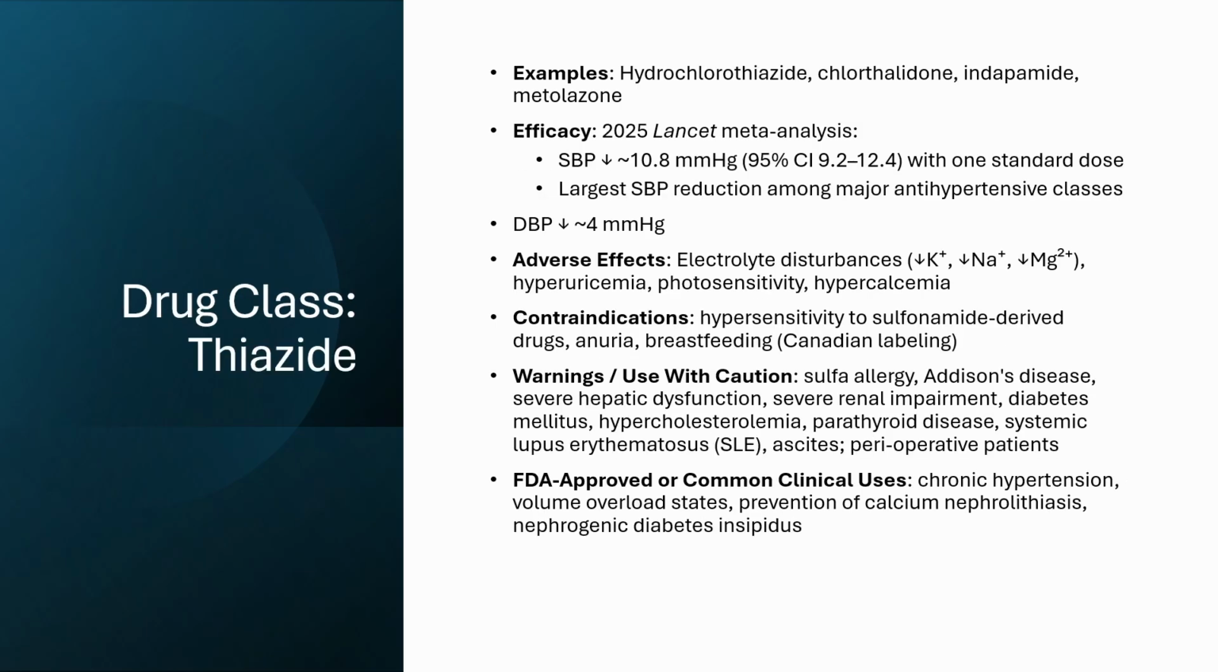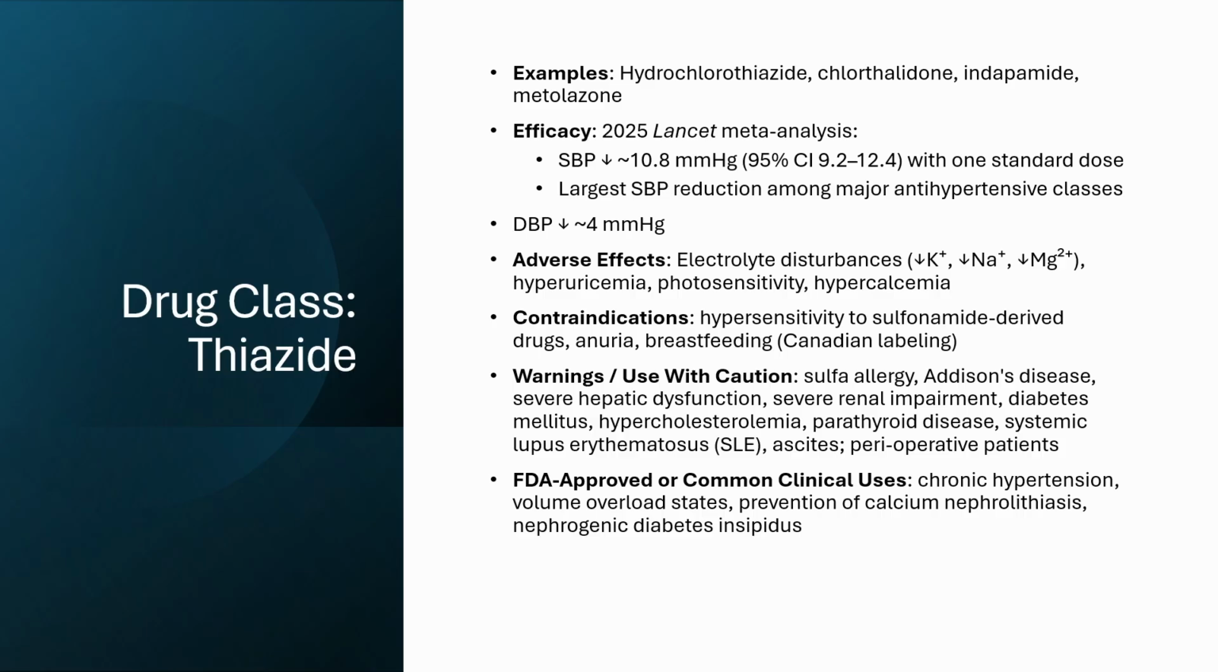Examples of thiazide diuretics include hydrochlorothiazide, chlorthalidone, indapamide, and metolazone. A 2025 meta-analysis published in The Lancet found that one standard dose of thiazide or thiazide-like diuretics reduced systolic blood pressure by about 10.8 millimeters of mercury, which is the largest reduction among the major antihypertensive drug classes. For diastolic blood pressure, an average reduction of 4 millimeters of mercury can be expected.